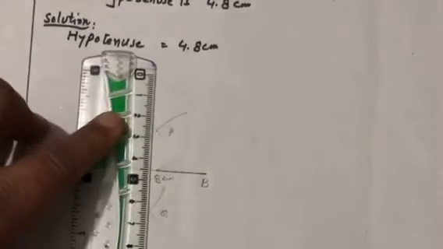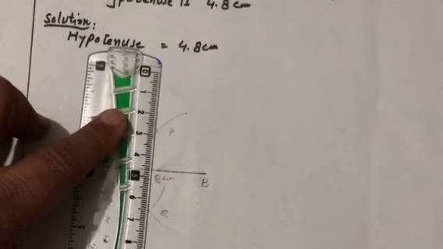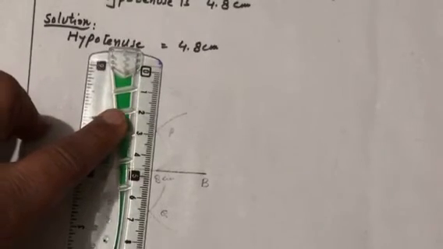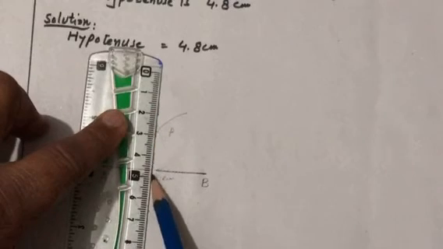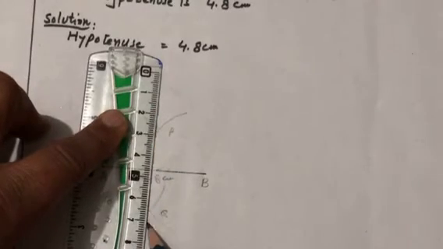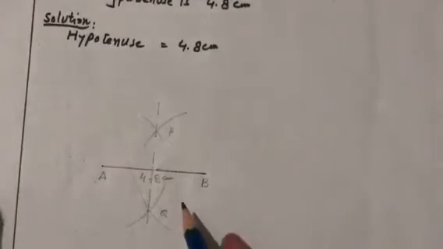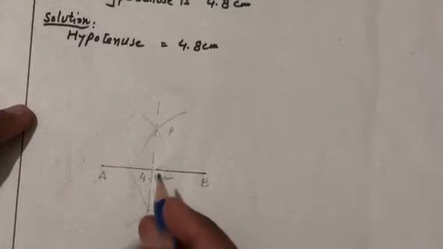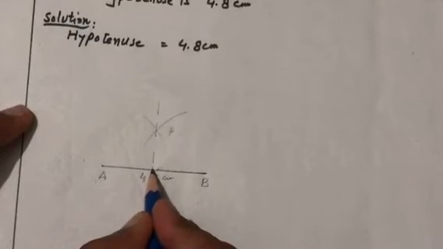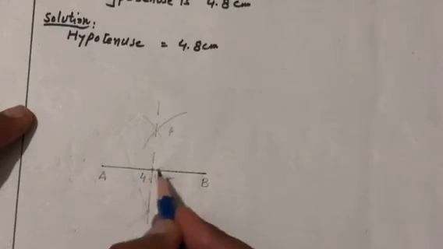Now we will join P and Q with the dotted lines. So PQ is a perpendicular line drawn on AB, which cuts AB at point O.